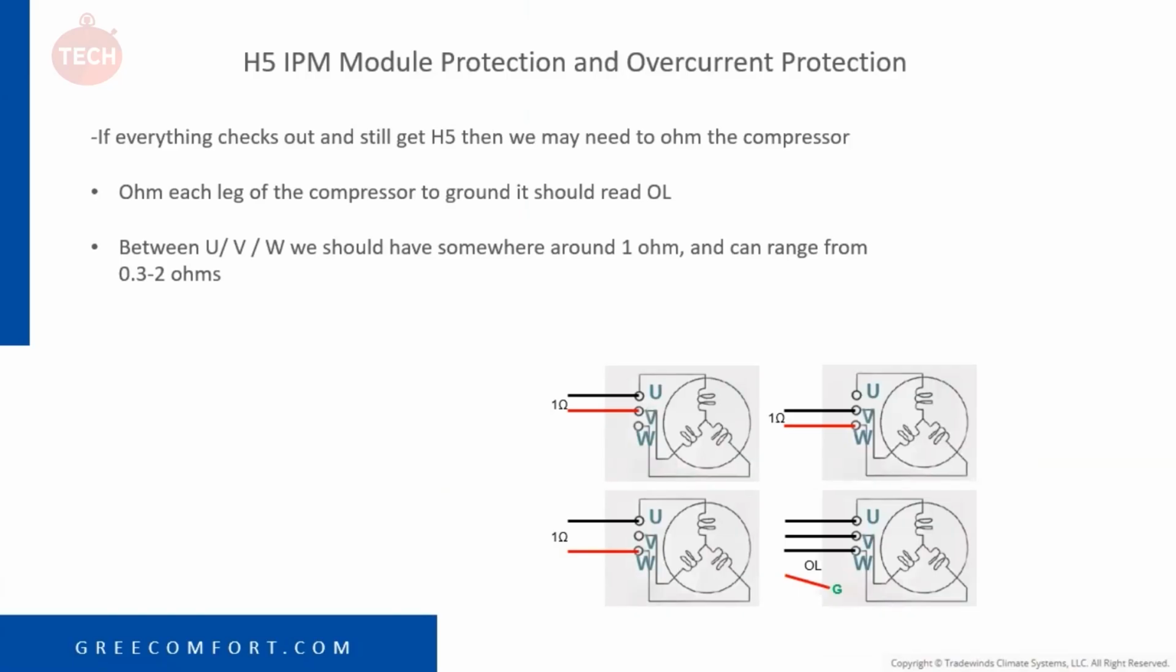So if everything checks out and you're still getting an H5, then we may need to ohm the compressor out, which we went over in the previous slides, but we can go over it again. Again, you have U, V, and W, just ohming each leg to each leg. This should be somewhere right around 1 ohm, typically no higher than 2 ohms and no less than 0.3. If we're out of those ranges, we have something going on with that compressor. And of course OL to ground, so U, V, and W to ground should be OL.